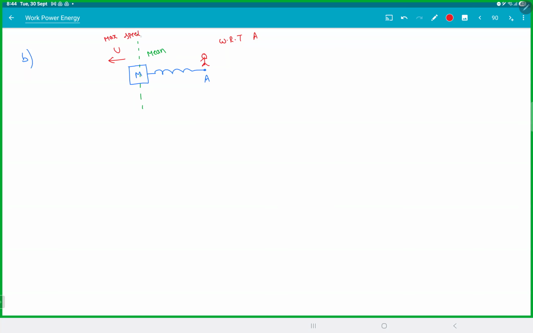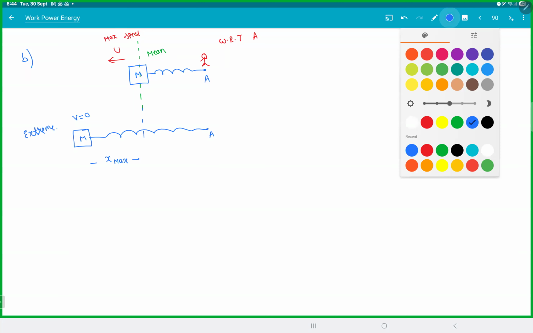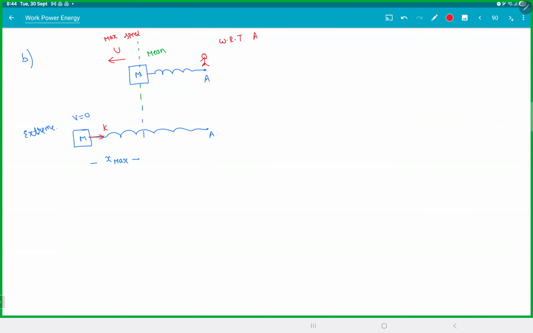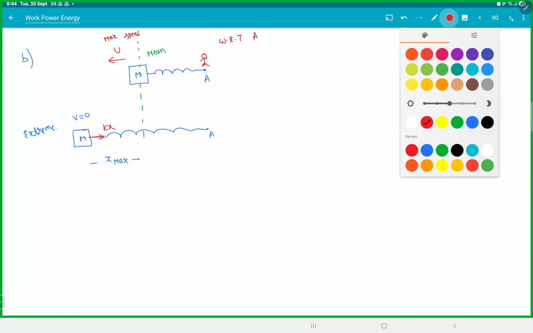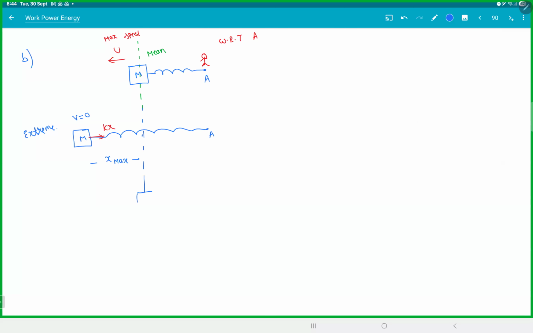That is your initial speed. This block will go till somewhere here. This is your X max, which we calculated. Then your speed becomes zero momentarily, but the spring is pulling you back. This is the extreme position. The spring will pull you back with kx, so the block won't remain at rest. Again, it will come back to the mean position.